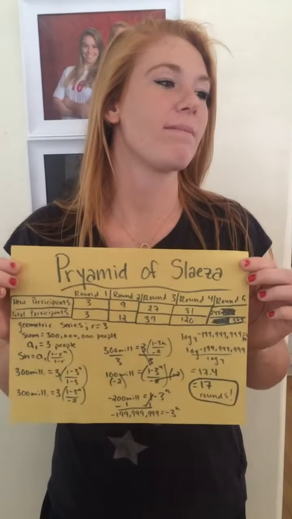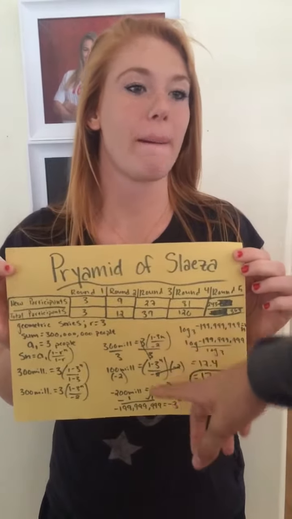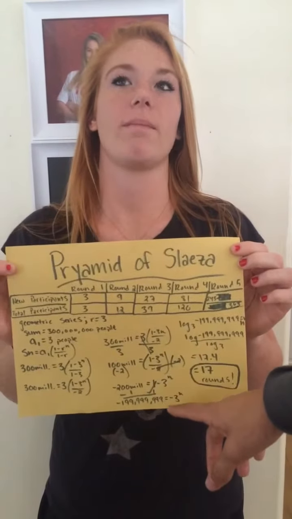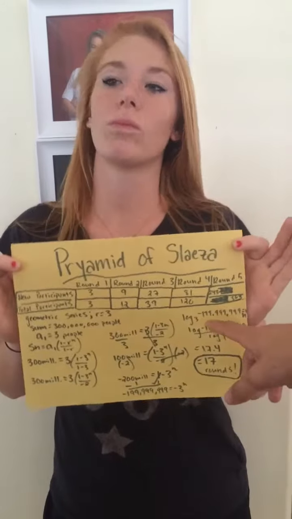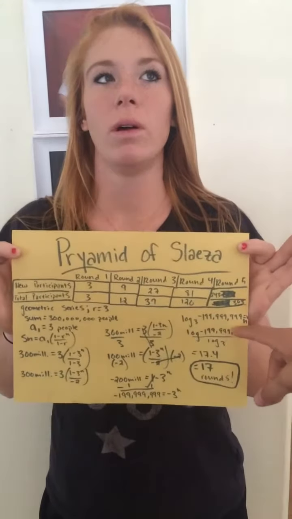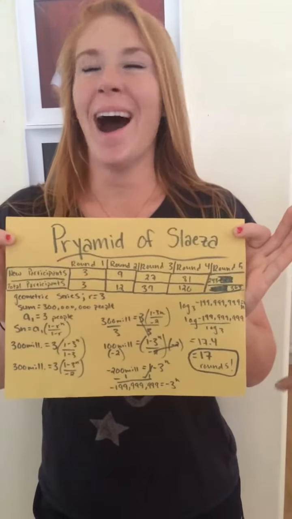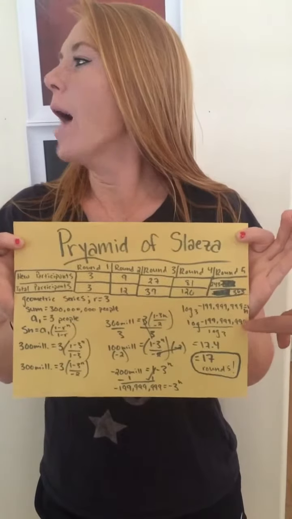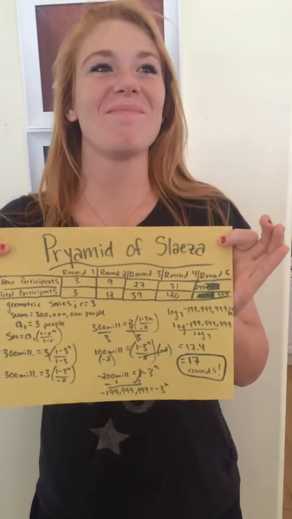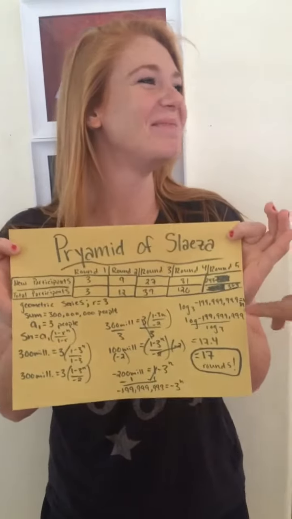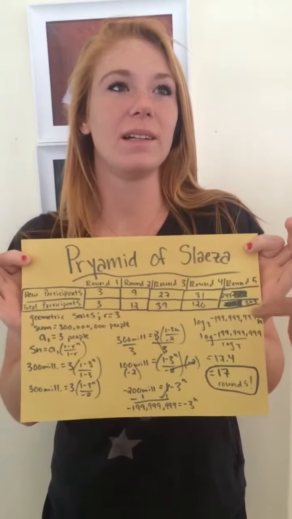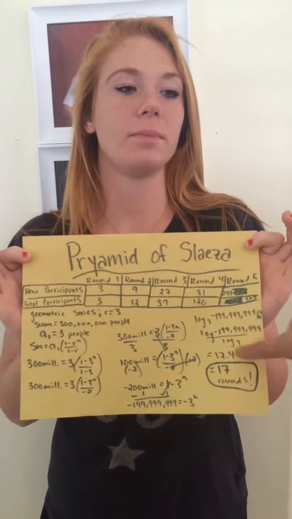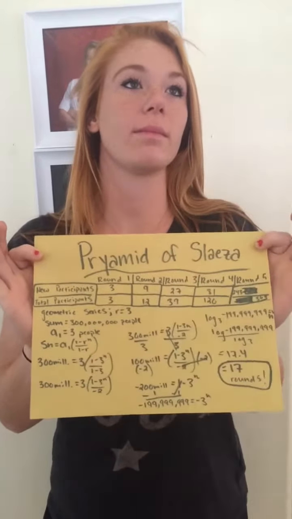And so by doing the math, we divide by 3 first, and then we multiply by -2. And so since we're trying to find n, we have to do logs. So we do log base 3 of 199,999,999 equals n. And so we use the change of base formula and put that in the calculator. We get 17.4, so it would take 17 rounds. That takes 17 rounds for all 300 million people to join the pyramid scheme.